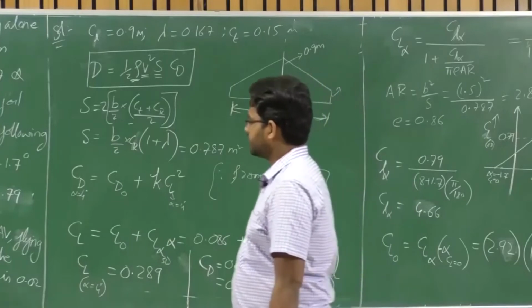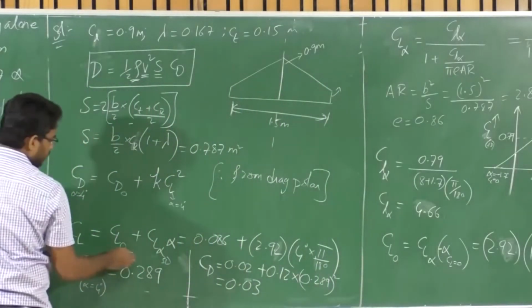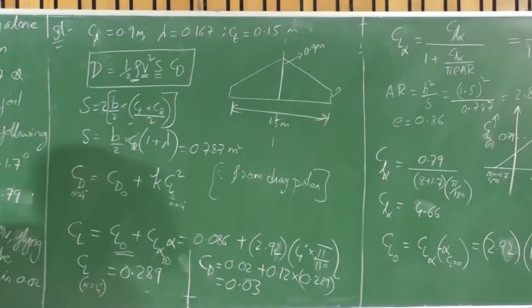So please let me know what is CD at alpha 6 degrees. And also, don't use the CL naught approach. Use the other one that we have discussed. Right? Take it as a homework problem and send it to us.